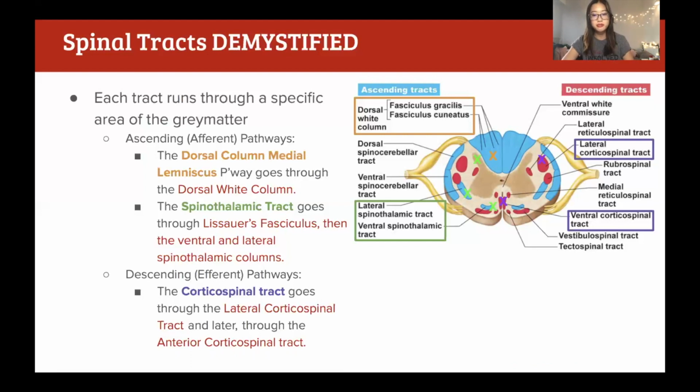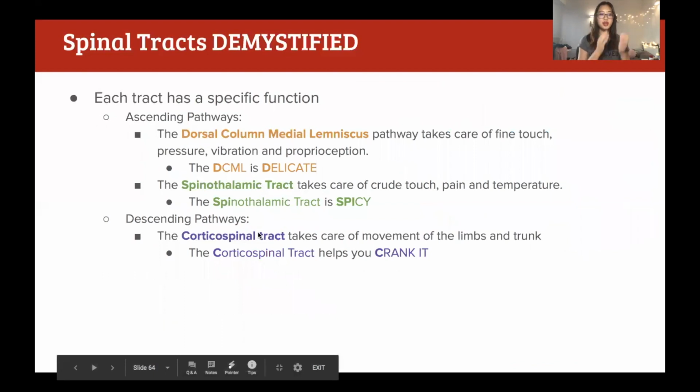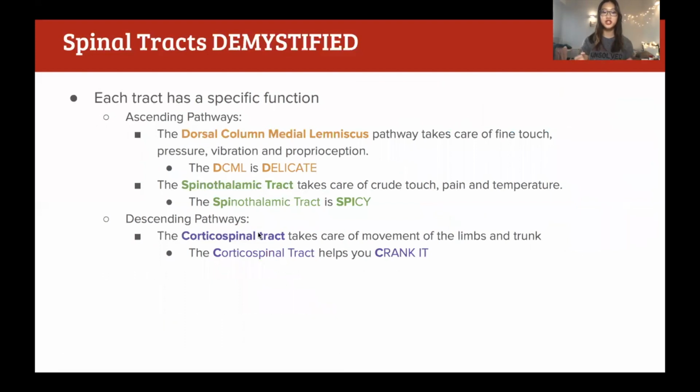And next up, okay, yeah. So each tract has a specific function. So the ascending pathways, including the DCML and the spinothalamic tract, carry sensory information. So the DCML takes care of fine touch, pressure, vibration, and proprioception. So all of these are kind of delicate. They're the fine nuances of sensation. So that's why you remember the DCML as delicate. D for DCML, D for delicate.